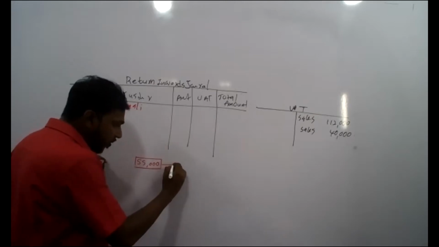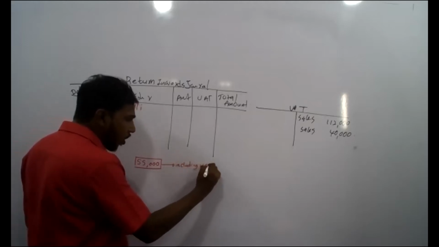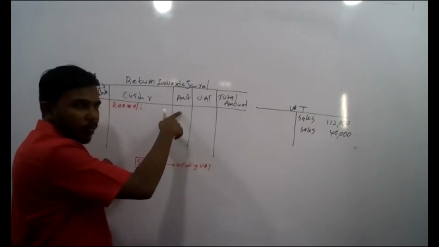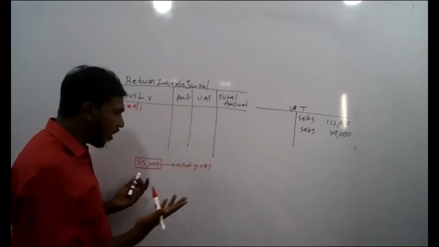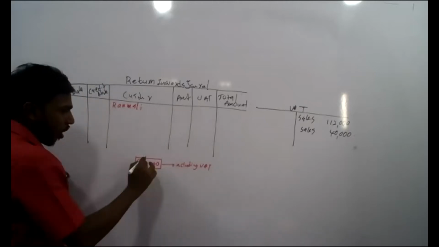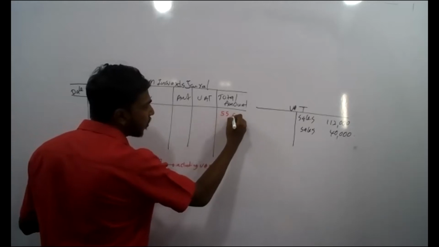But for return inwards, the question says very clearly this is including VAT. So if this is including VAT, don't put the amount and again put the VAT. Then VAT will be double counted. It's incorrect. So how to handle this? This is the total amount, 55,000.